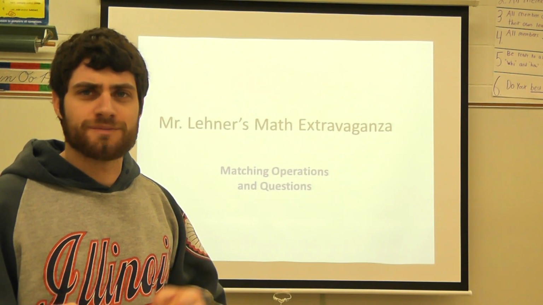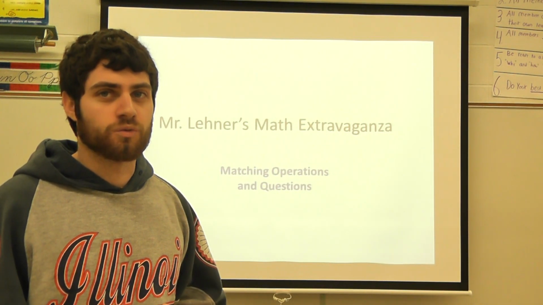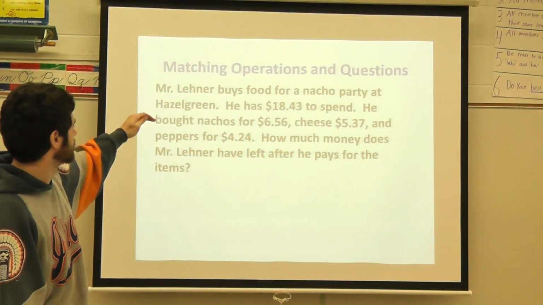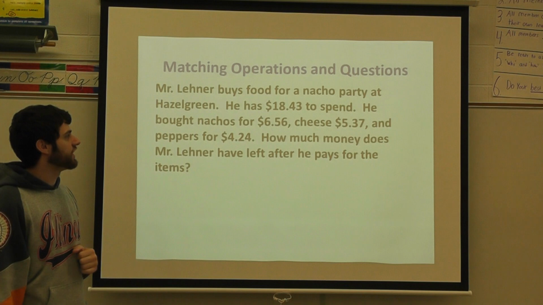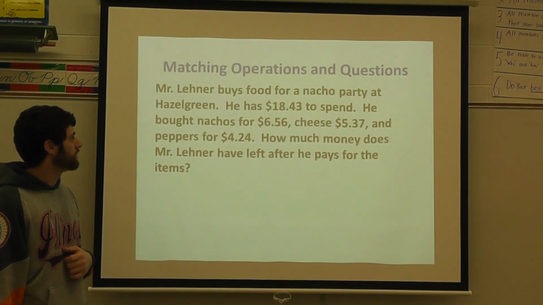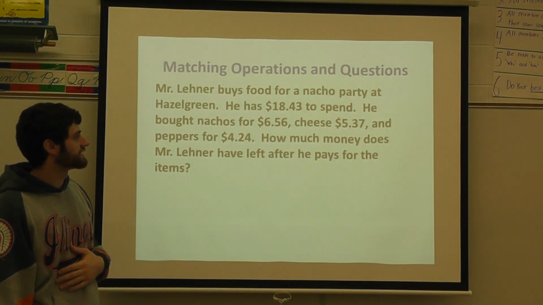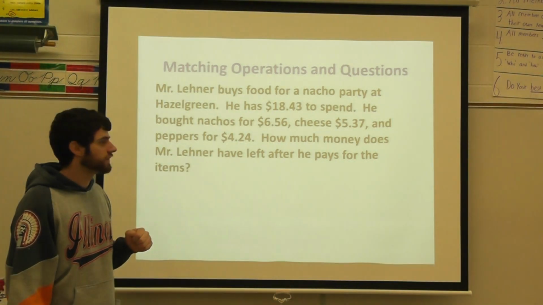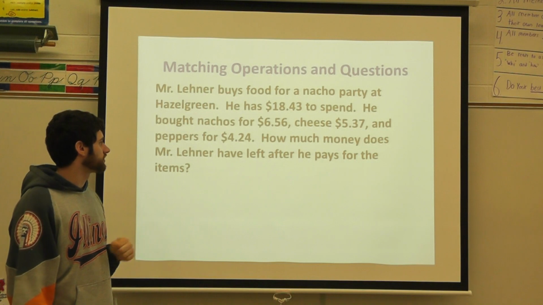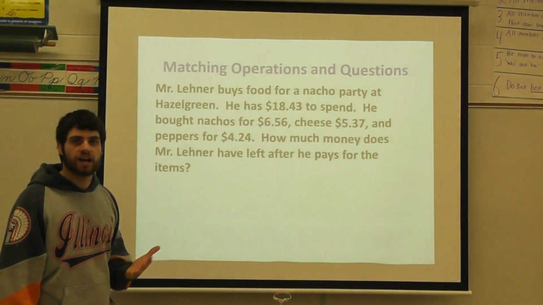Let's not waste any more time. Let's look at the example. And yes, we're back to food. Mr. Lehner buys food for a nacho party at Hazel Green. He has $18.43 to spend. He bought nachos for $6.56, cheese for $5.37, and peppers for $4.24. How much money does Mr. Lehner have left after he pays for the items?